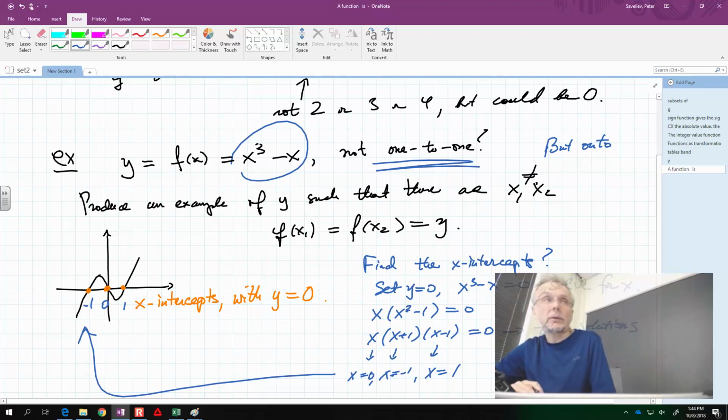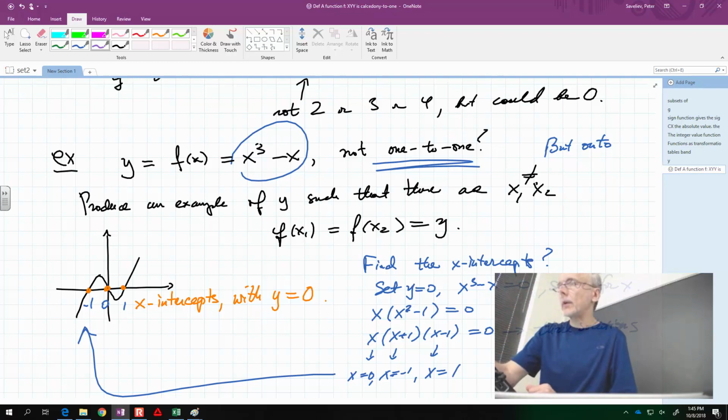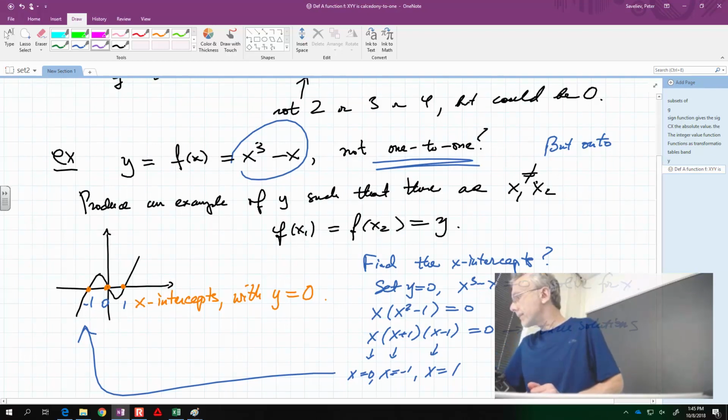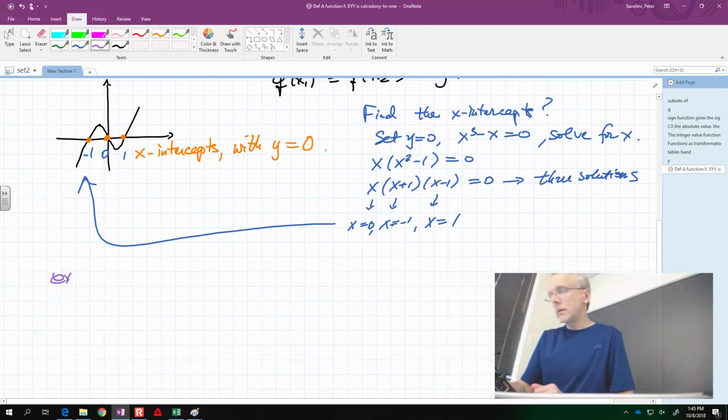Okay, we certainly have seen an example of a function that is onto but not one-to-one. That is, no, the other way around. That is one-to-one but not onto. Have we seen an example of that? Well, let's do a bit more examples of this.